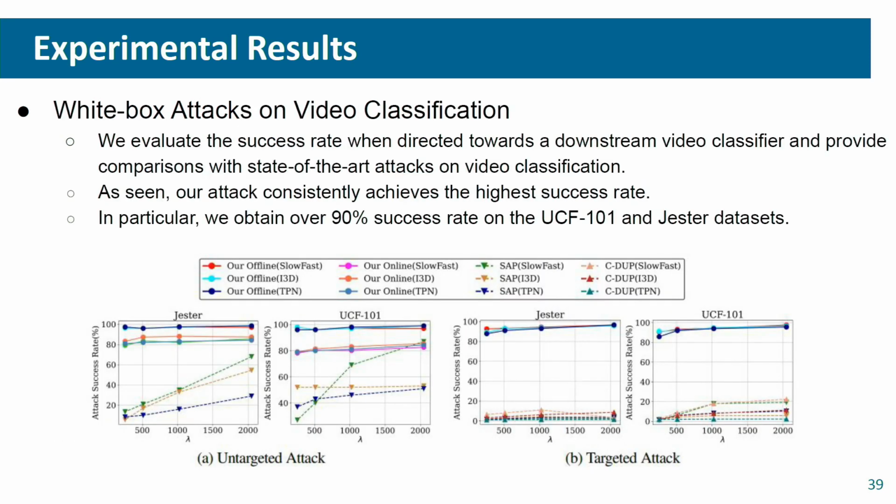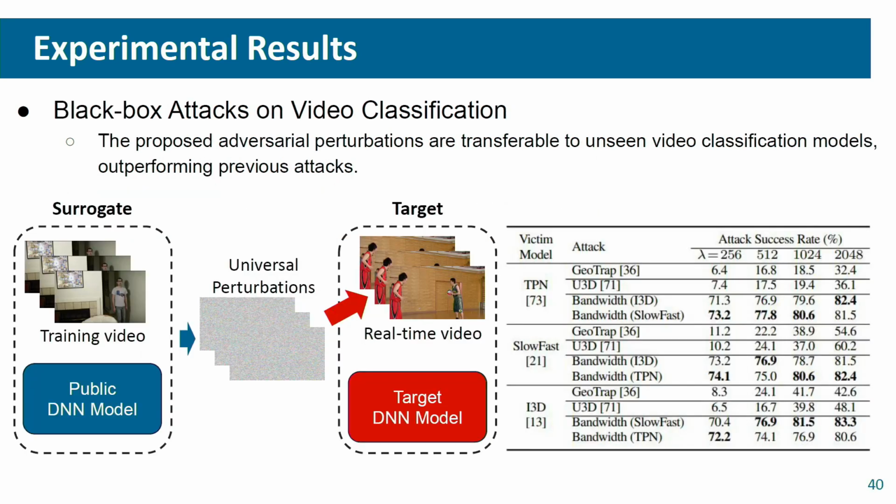This figure shows the white box attack performance on video classification. We evaluate the success rate and provide comparison with the state-of-the-art attacks on video classification. As we can see, our attack constantly achieves the highest success rate. In particular, we obtain over 90% success rate on the UCF 101 and gesture datasets. For our black box attacks on video classification, the proposed adversarial perturbations are also successfully transferred to unseen video classification models.